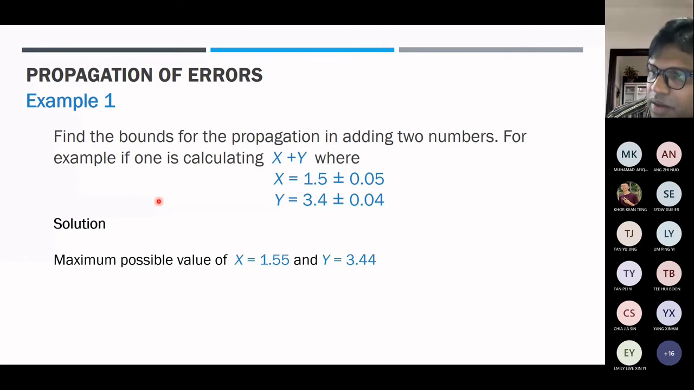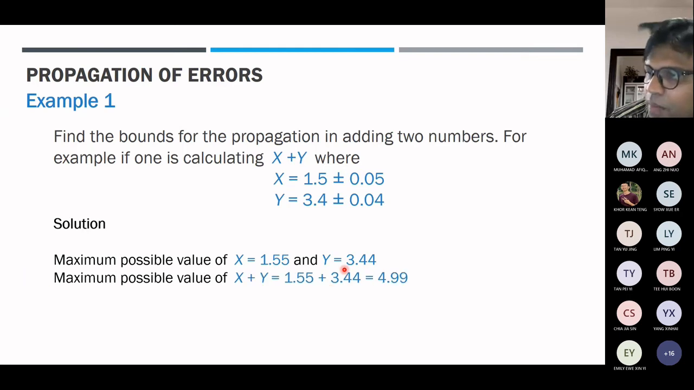As we know, the maximum possible value is x equal to 1.55, and for that, the maximum possible value of y would be 3.44. Then we determine the sum of the two values. So the maximum possible value of x plus y could be 4.99. Now next we're going to determine the minimum.